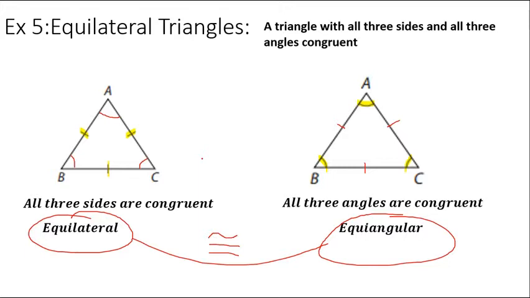Something special about equilateral triangles is that the angles are all the same, and they're always the same value. Here we take 180, because remember all three angles add up to 180, divide that by 3, which gives us 60 degrees. So it means that all three angles equal 60 degrees.